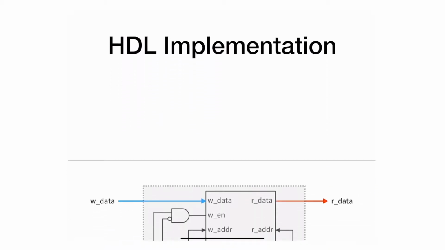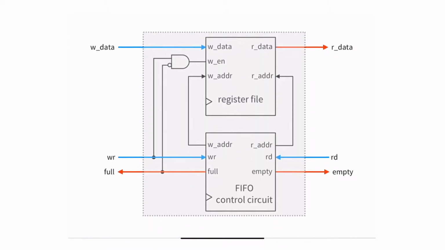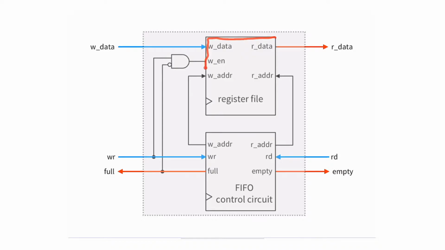So let's jump into HDL implementation and writing SystemVerilog code to actually implement the FIFO buffer. And I want to start with a simple overview of the whole system. What you're going to see is we will actually use a register file, and this is just the memory array that we've seen before.